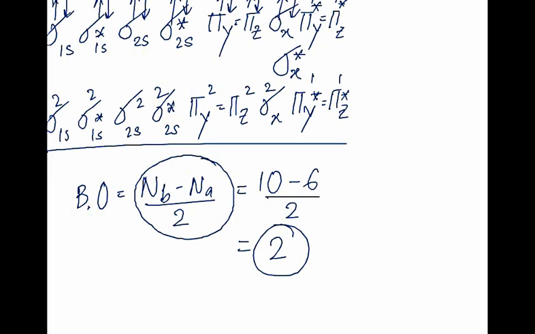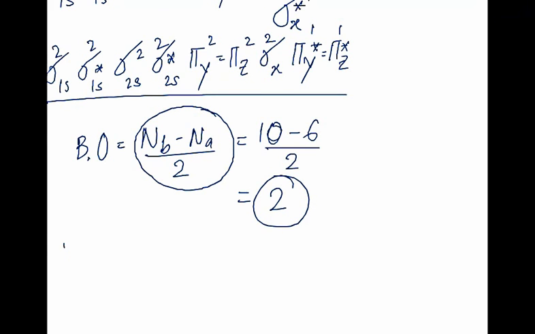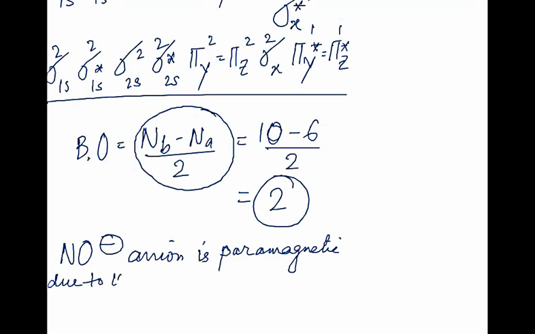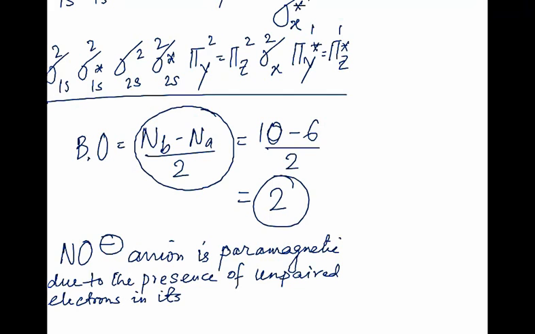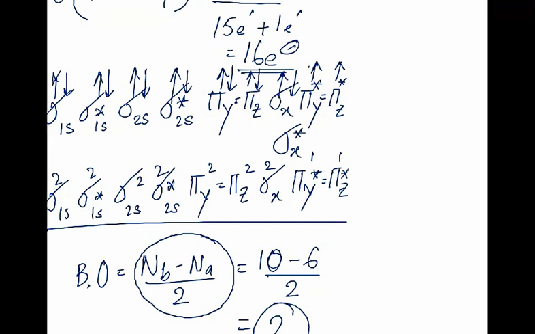So these are the discussions about the NO minus anion. And also if we discuss the magnetic character of NO minus, we can say that the NO minus anion is paramagnetic due to the presence of unpaired electrons in its molecular orbitals. So there is a presence of unpaired electrons in the molecular orbital, and hence it has the paramagnetic character. So these were the discussions about NO plus 2 and NO minus anion.